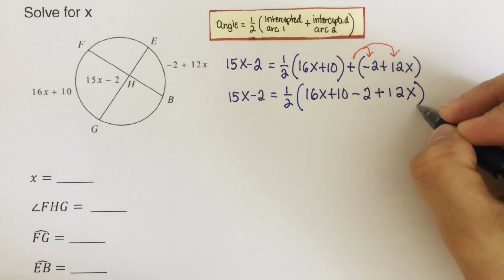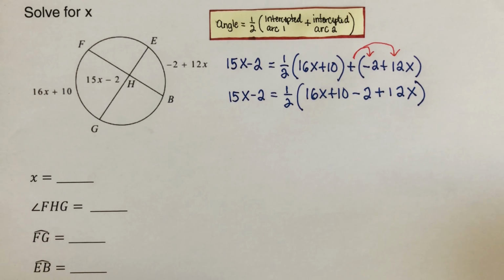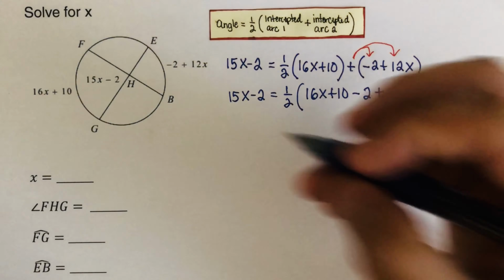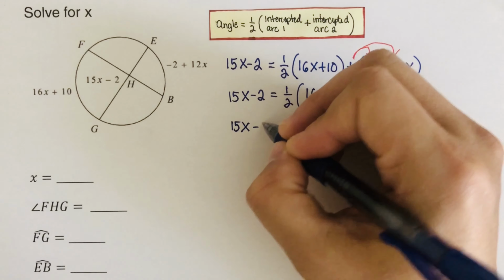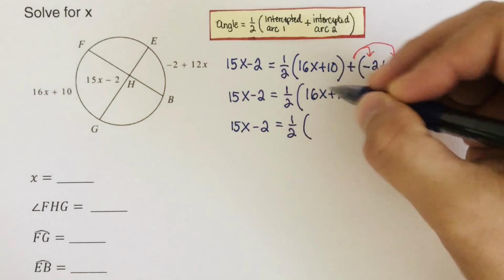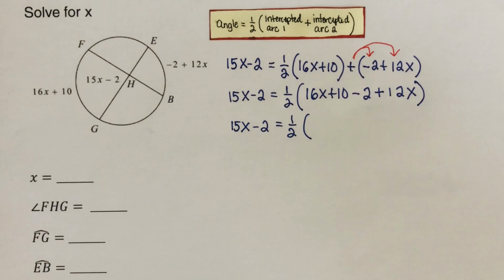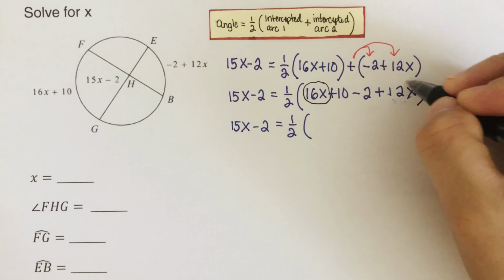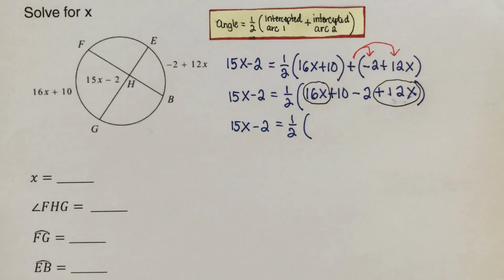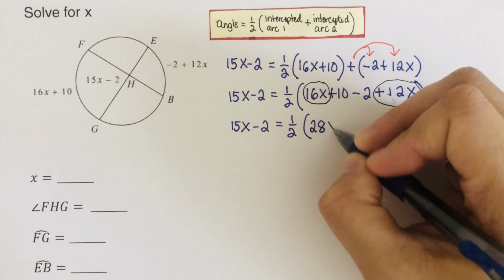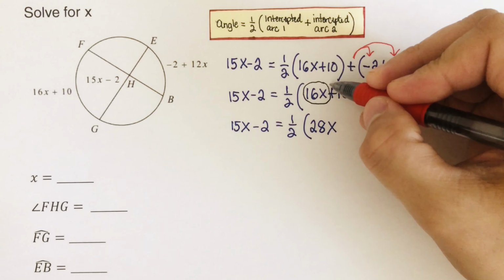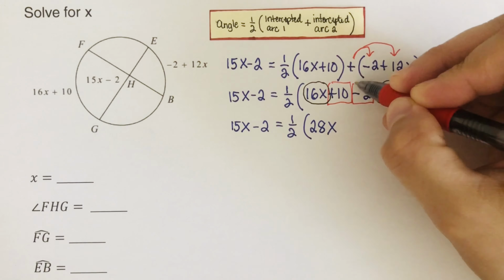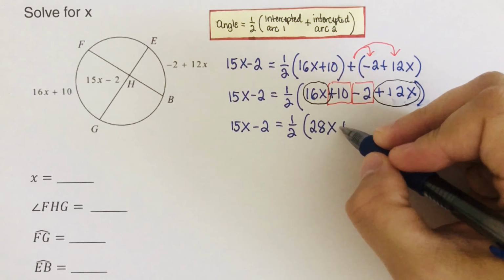And then from here, we are going to combine like terms. First like term that we have is 16x, so I'm going to rewrite this one here first. So that's 15x minus 2 equals 1/2 of, we're simplifying it by combining like terms. The first one that we got here is 16x plus 12x, and that would be 28x. And then we're going to add the constants: 10 minus 2 is a positive 8. So I'm going to write plus 8 here.